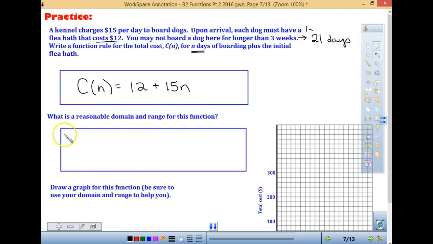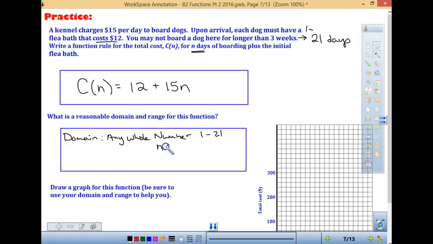We want to think what's a reasonable domain. Well, how many days can we stay? You can say a day, a half a day. Does it matter if you say a half a day? You still have to pay 15. You do. So when we think about the domain, we're going to say any whole number, right? Because it can't have a fraction or decimal. Any whole number, and when we think about it being a whole number, we're going to say from 1 to 21.